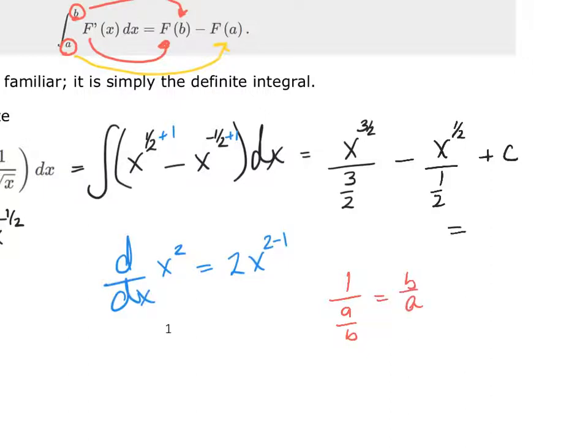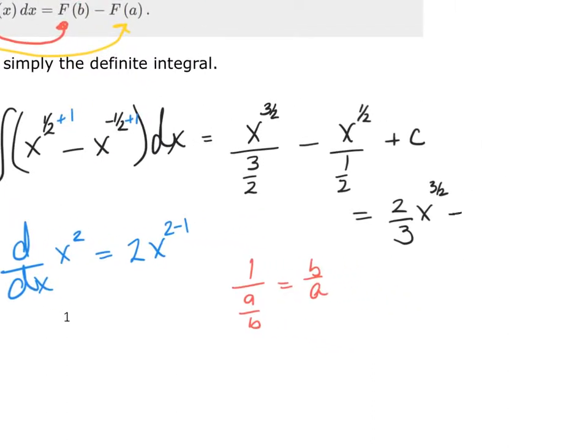So this is going to be equal to 2/3 x raised to the 3/2 minus 2 x raised to the 1/2 plus C, and that's my final answer.